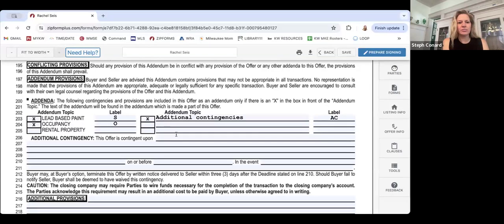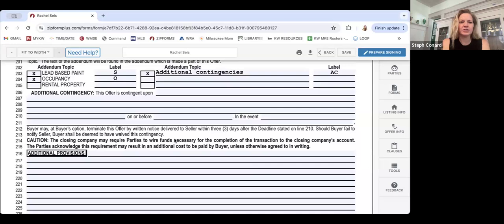Okay. Other point that I want to make sure is clear here is lines 206 through 211, or sorry, 213. If you have additional contingencies that a buyer wants to include in the offer to purchase that are not pre-printed in either the offer or the addendum A, you can use this space to write in an additional contingency.